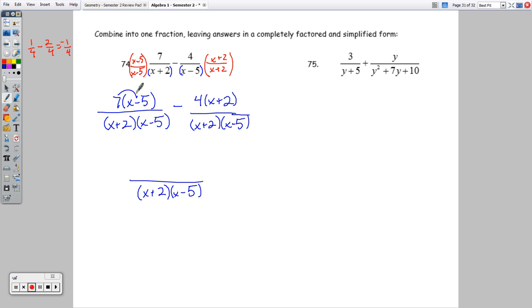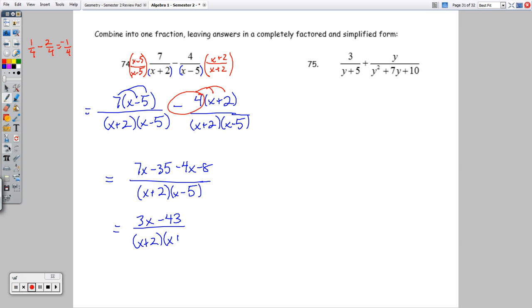This 7 will get distributed through, that'd be 7x minus 35, and then this, careful here, this is a common mistake I see, if there's a negative sign, don't forget to distribute that negative with the coefficient or with the value there. So this would be -4x minus 8. And if you simplify one more step, you can combine like terms on the top. 3x minus 43. There's nothing that can be factored out of both of those, so this would be a fully factored and completely simplified form for that question.